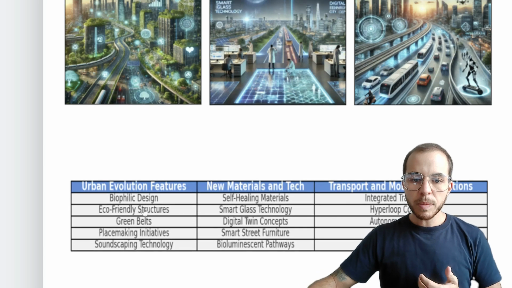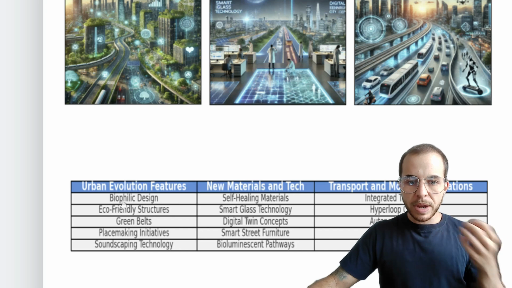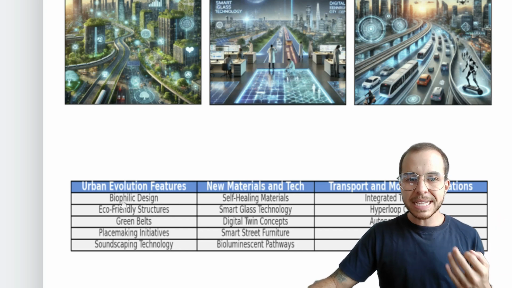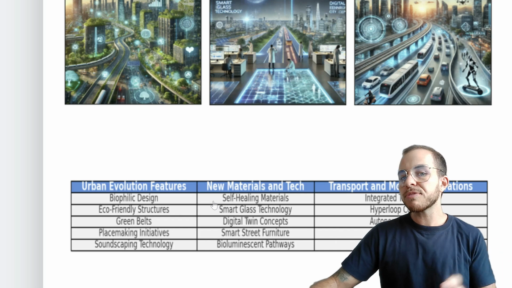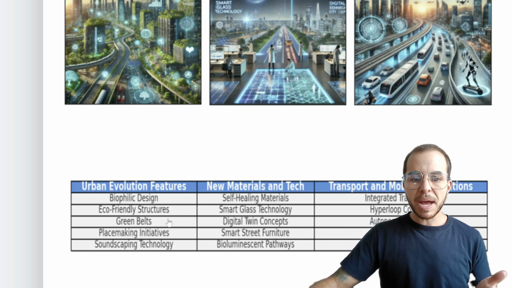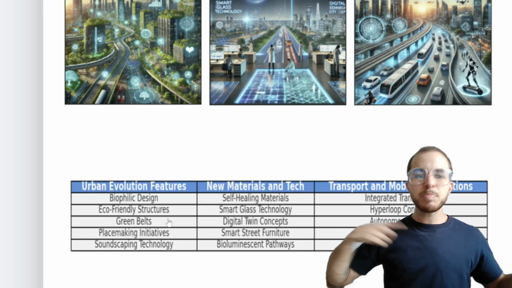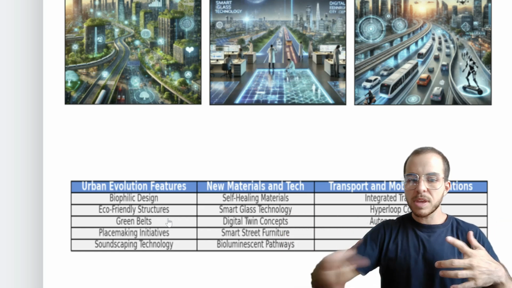So if we look at urban evolution features, biophilic design. Okay, so I know bio means related to plants and animals. Philic, we're going to have to guess because you might not know. Biophilic design. Eco-friendly structures, we know that. Green belts. Green belts are often like a space of green that goes around a city. So it creates this like healthy ecosystem.